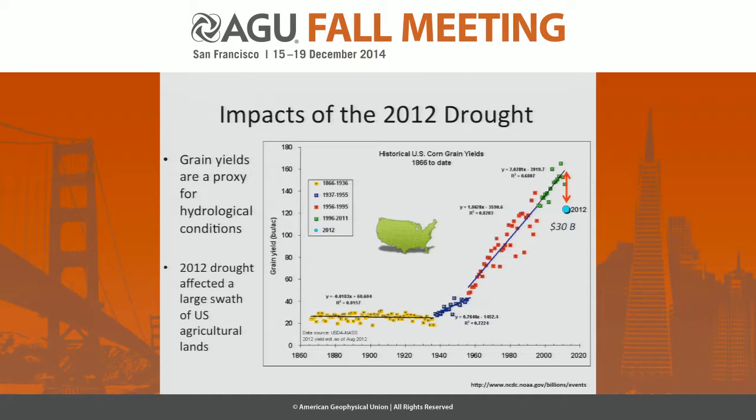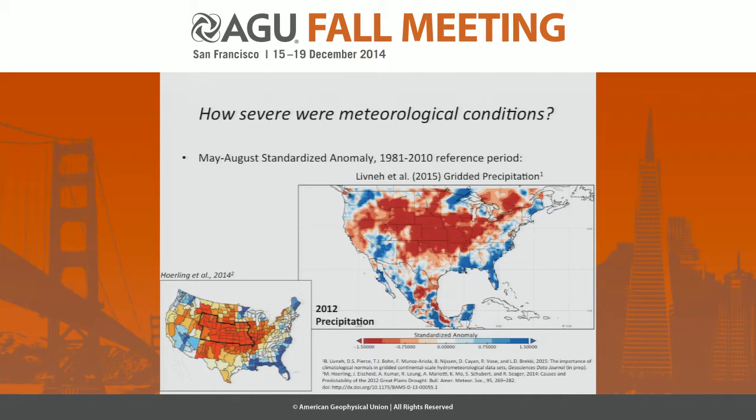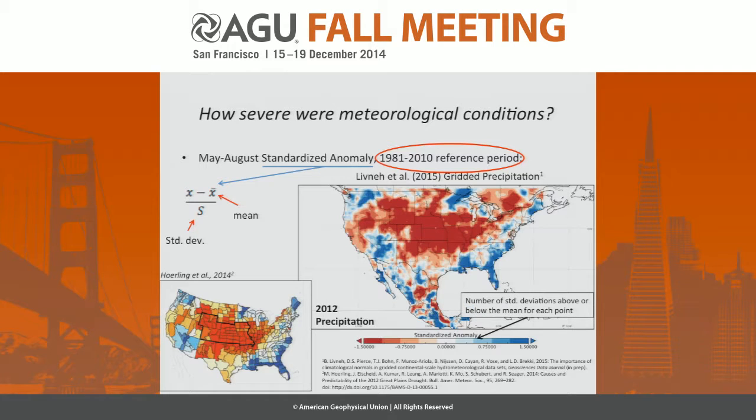So to understand how severe first the meteorological conditions were, I'm showing here the growing season, so May through August, standardized anomaly of precipitation from a data set that I just developed for the Bureau of Reclamation. Just to be clear on what a standardized anomaly is, basically I've got the 2012 May through August precipitation. I subtract out the mean over the reference period and divide by the standard deviation, so you end up with basically just the number of standard deviations above or below the mean for each point.